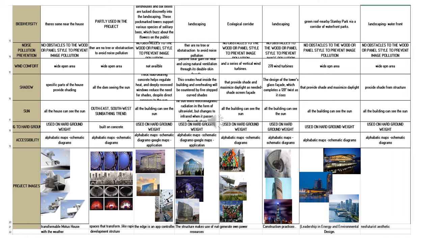The first one was transformable Muto's house by the weather. The second project was space transformable, like a rapid development structure. The third one, by application control. Number four were the structures made of resource. Number six, generations by the power. Seven, construction practice. And finally, the last one, by leadership in energy and environmental design.